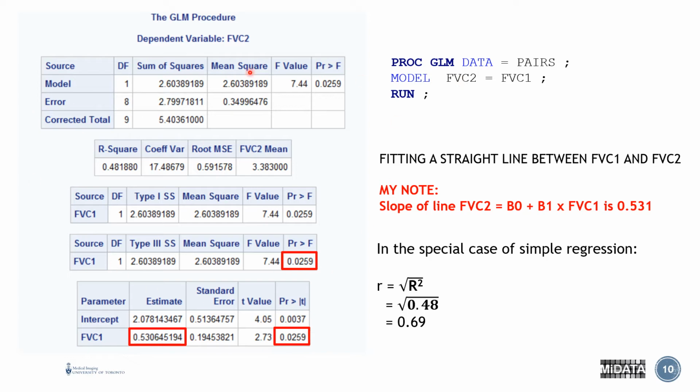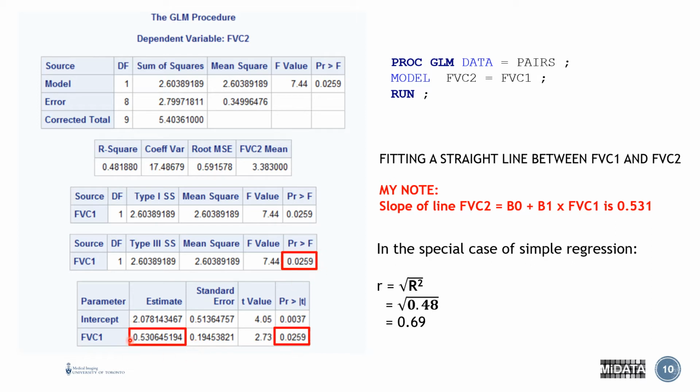Here's the output. You'll note here that there's type 1 sums of squares and type 3 sums of squares. If you remember, it's because here I didn't specify SS3, which would mean only show me type 3 sums of squares. So it gives you both by default. Where do we look? Of course, type 3 sums of squares. You look at your p-value. Oh, that looks familiar, 0.0259.